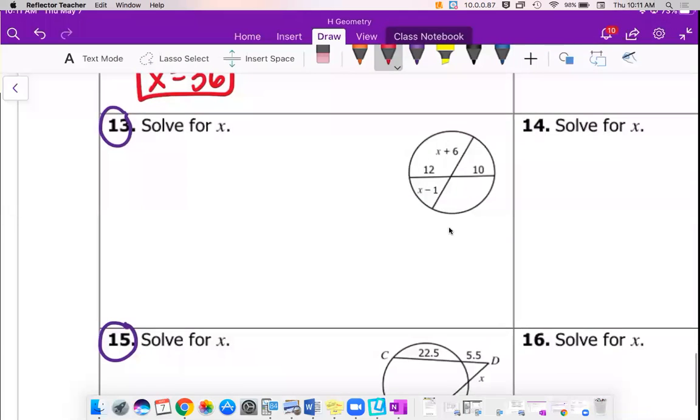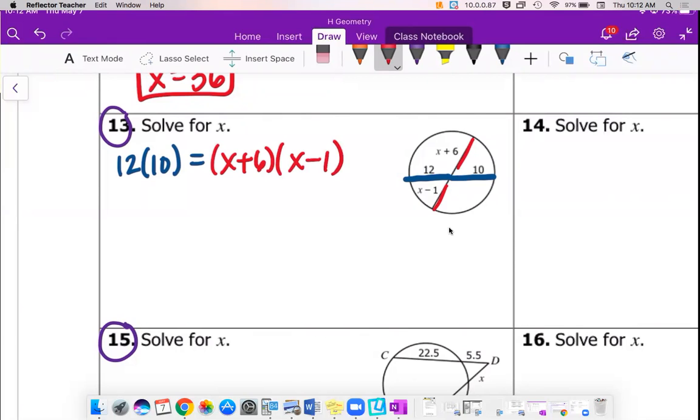Okay, now we get into some big algebra skills in these next ones. So let's go ahead and knock these out. Okay, so we have intersecting chords on the inside of a circle. So we know these segments go together. So 12 times 10 is going to equal these two segments multiplied together. So x plus 6 times x minus 1. And then on the left side, we're just going to multiply.